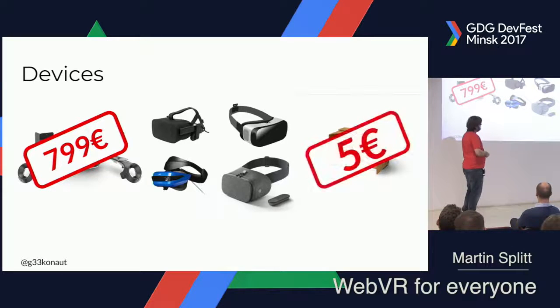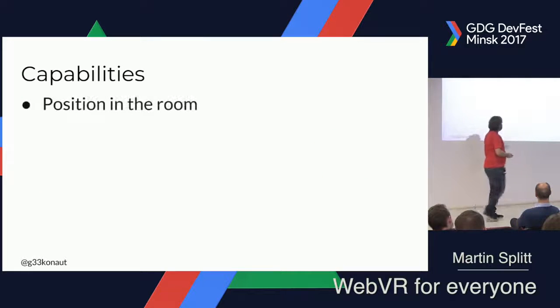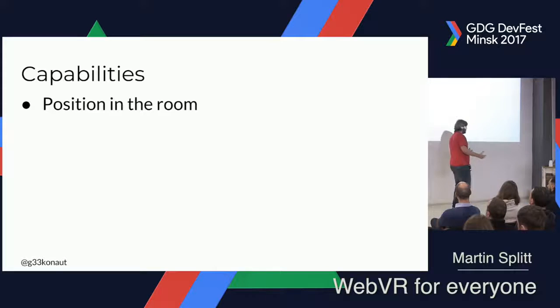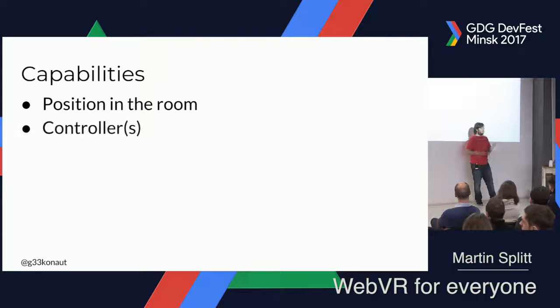And this one costs like 5. That excludes the phone that you have to put it in, but iPhones work, older Androids work, maybe Windows phones work, who cares? So yeah, the capabilities are wildly different. Some of them have the possibility to figure out where in the room you are, so you can actually work with motion. Some of them have multiple controllers, some of them don't. Some of them are pretty performant because they are powered by a high-performance computer. Some of them are powered by phones and behave very differently.